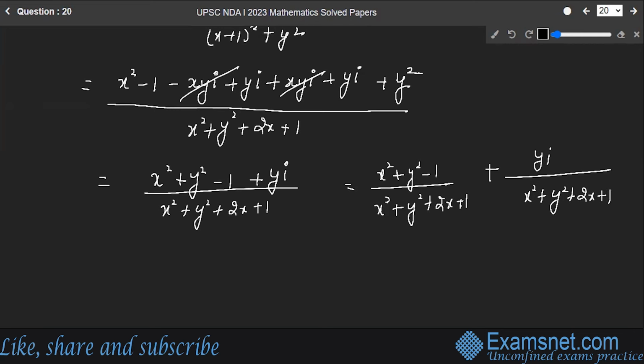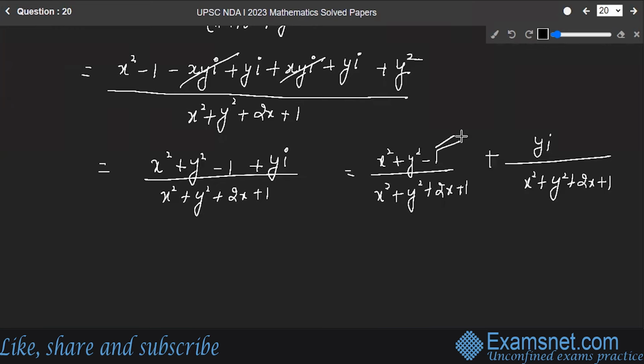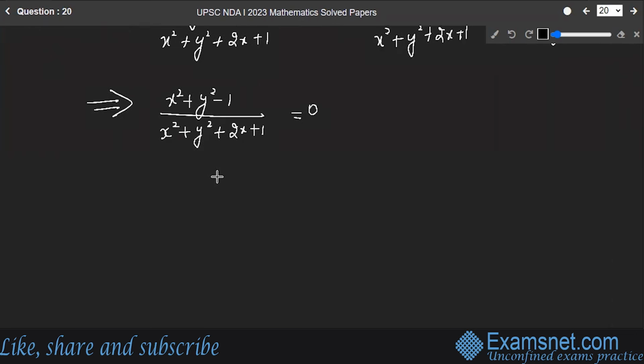Now, the question says that this expression is purely imaginary, which means the real part is equal to 0. That makes (x square plus y square minus 1) upon (x square plus y square plus 2x plus 1) equal to 0, which makes x square plus y square equal to 1.